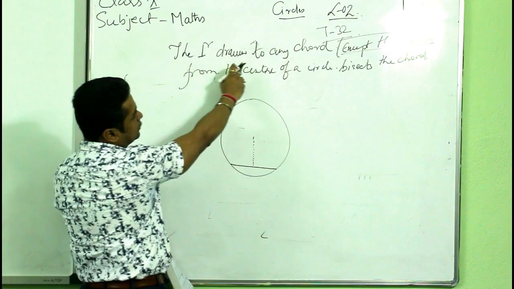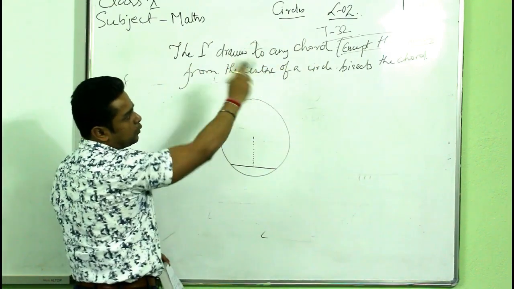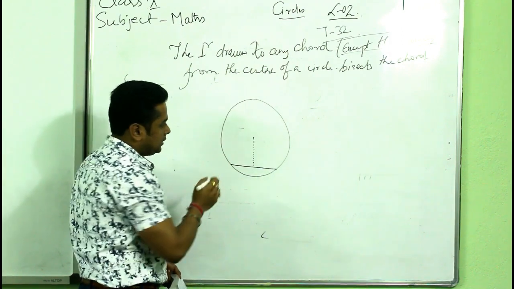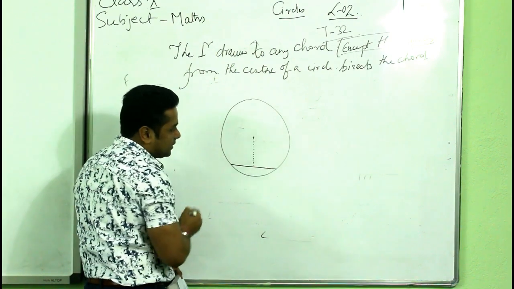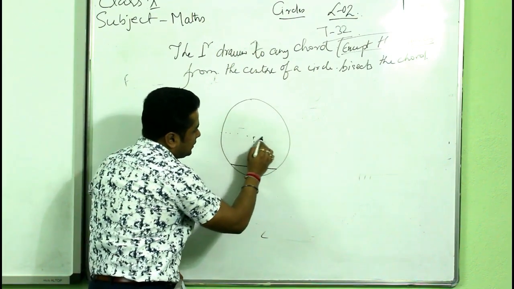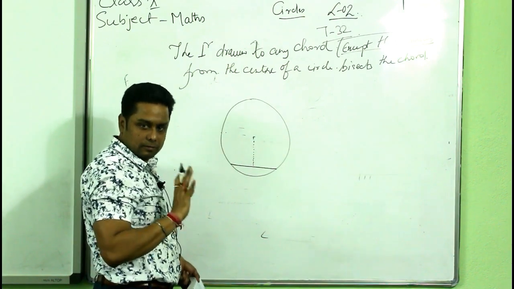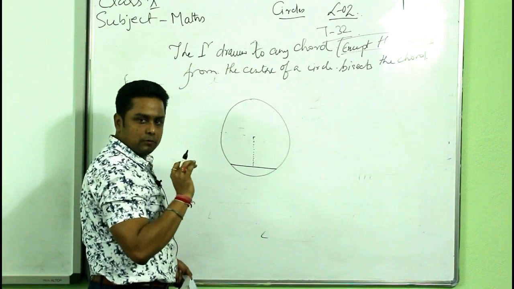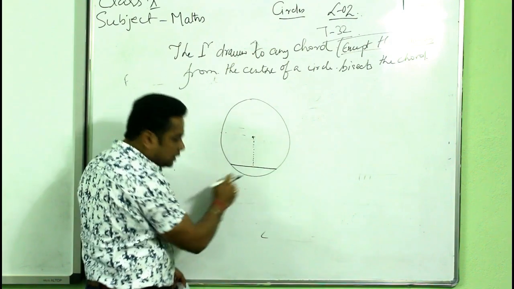The perpendicular drawn to any chord except the diameter. Now, why except the diameter, sir? Diameter is also a chord. Beta, if I take the perpendicular from the center, the diameter is already on the center. So from the center, on the center, how will you draw a perpendicular? Getting a point? That is why a perpendicular is drawn from the center to the chord.